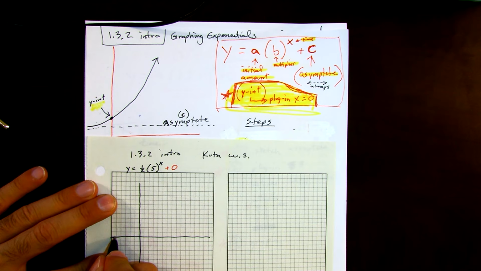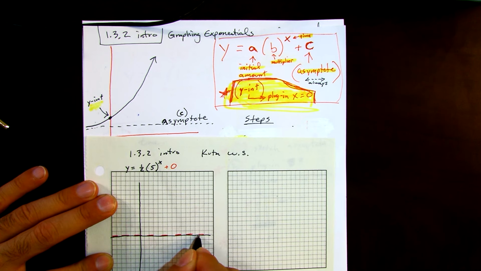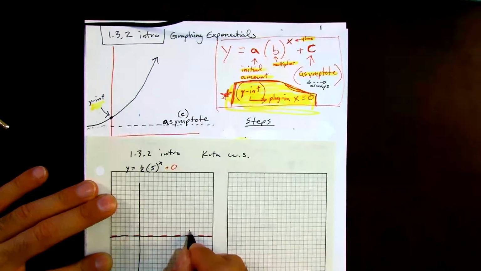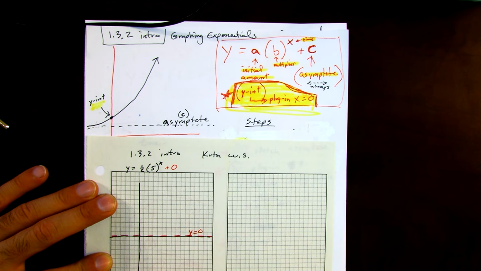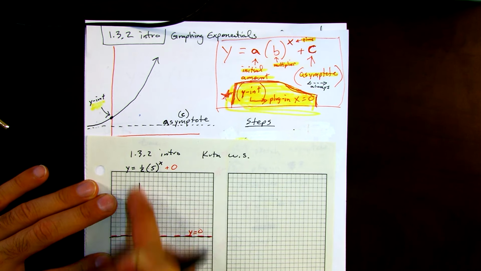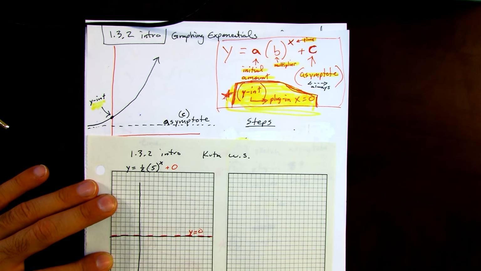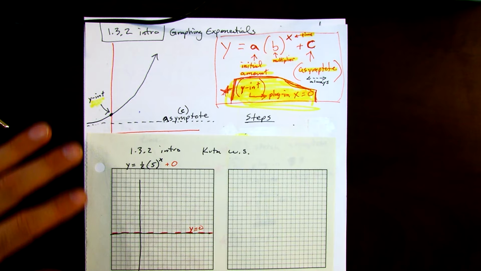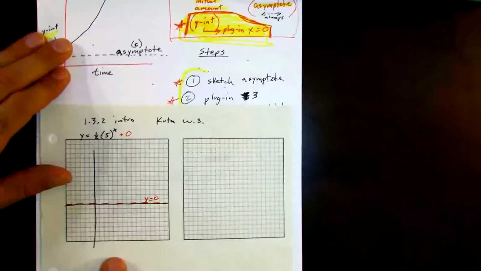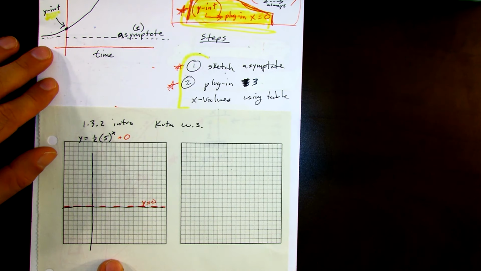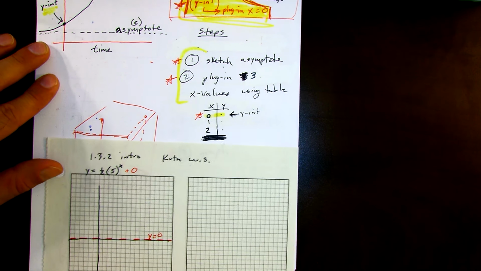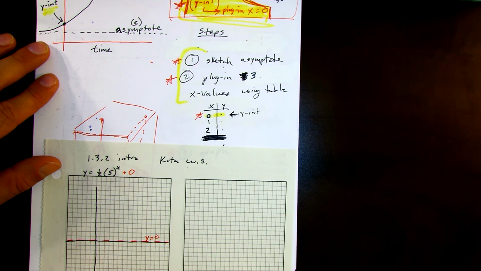So watch what I'm going to do. I'm going to go to y is equal to 0. Remember these lines. This is y is equal to 0. Remember, y is our floors in the building, and x are the vertical lines that are elevators. So we're on the ground floor right now. Y is equal to 0. All right, let's see what our other steps are. We've already done actually quite a bit. We sketched the asymptote, and now we need to plug in 3 values for x.